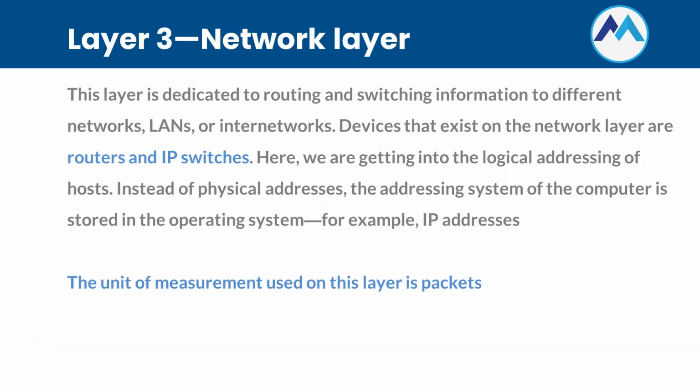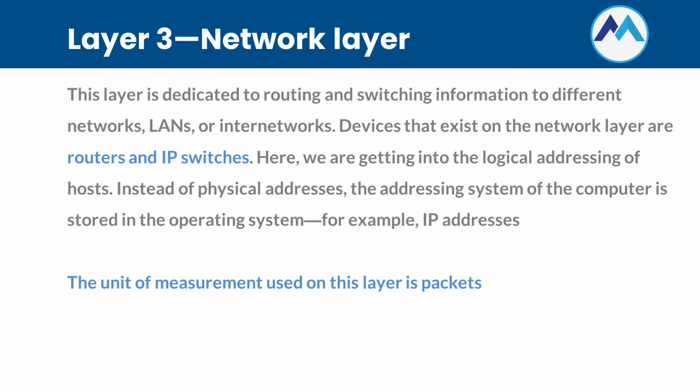Layer number 3 is what we refer to as the network layer. The network layer is dedicated to routing and switching information to different networks, LANs or internetworks. Guys, we will discuss more about routing and switching in the coming lessons. Devices that exist on the network layer are routers and IP switches.